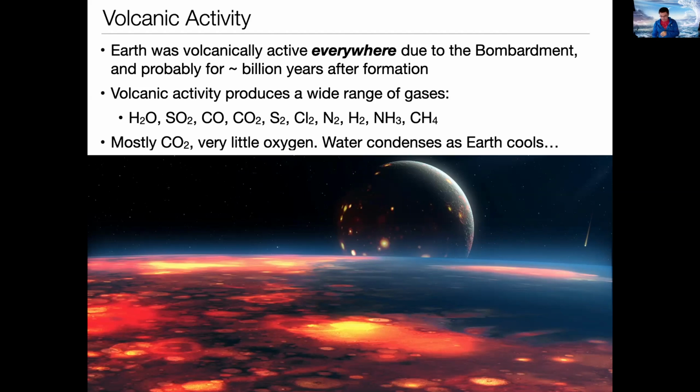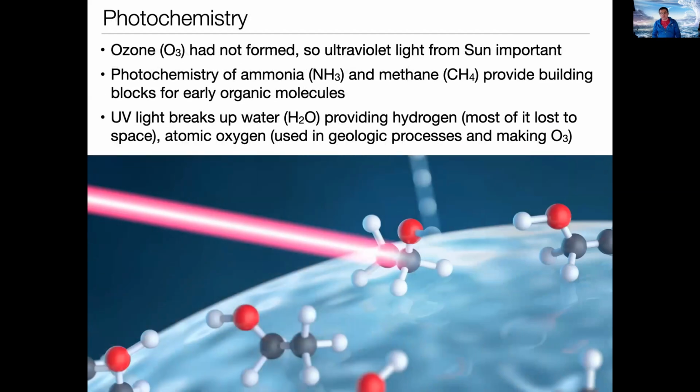Okay. Now, we said photochemistry is a big part of this. So ozone had not formed. There wasn't very much oxygen around, as we've said, okay? And you need atomic oxygen and molecular oxygen to form ozone. So the ultraviolet light from the sun was penetrating all the way down to the surface of the Earth, and it plays a very important role in driving the chemistry of the atmosphere.